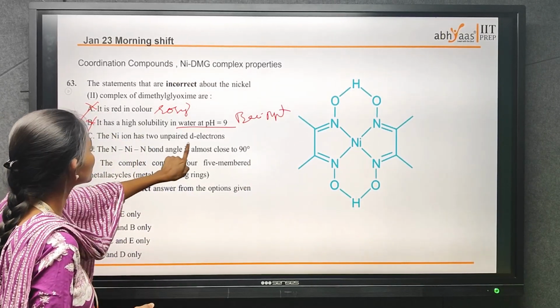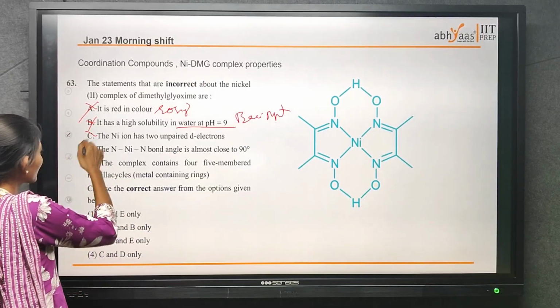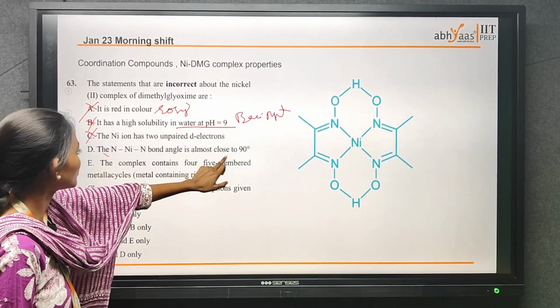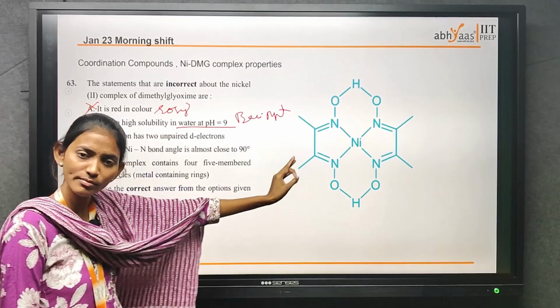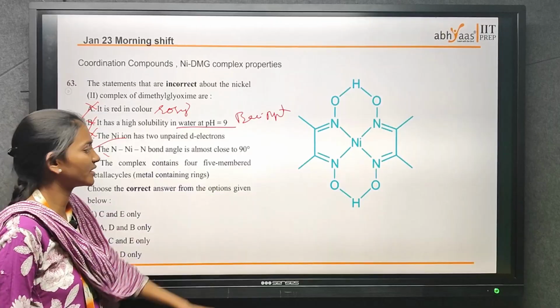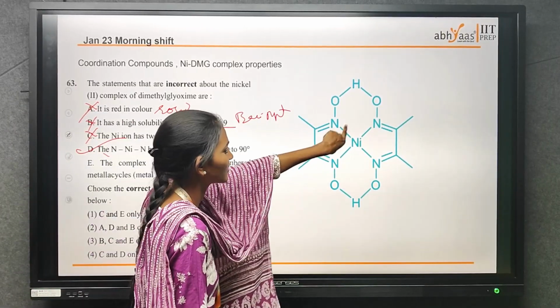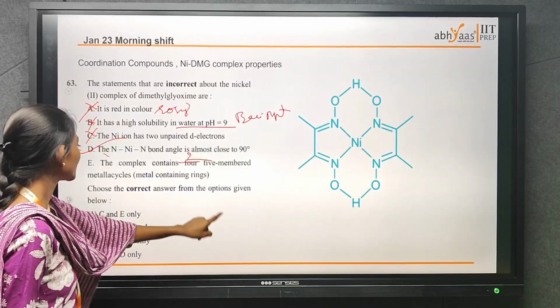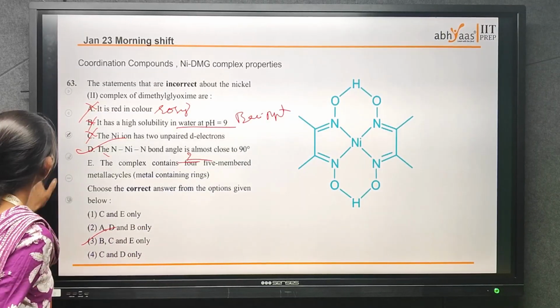The anion has 2 unpaired electrons. Not at all, because it has 0 unpaired electrons. The bond angle is almost 90 degrees. When you see here, it is almost 90 degrees. Therefore, the statement is correct. And the complex contains 4 five-membered rings. If you see here, it is not 4, it is 2 five-membered rings. So that gives the correct answer from the following 3.